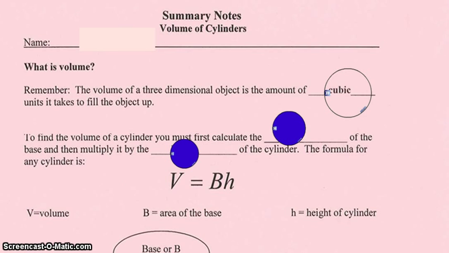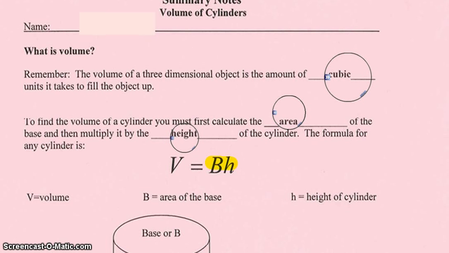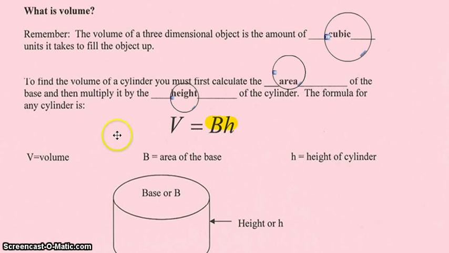To find the volume of a cylinder, you must first calculate the area of the base and then multiply it by the height of the cylinder. The formula for any cylinder is V for volume equals the area of the base times the height. This is the same formula as it was for all prisms. So the V stands for volume, B stands for area of the base, that's why it's a capital B, and H stands for the height of the cylinder.